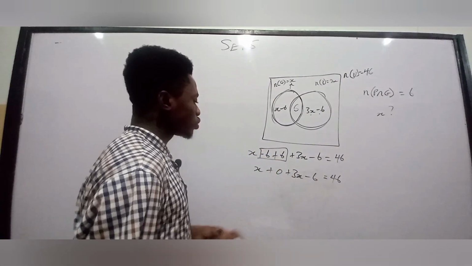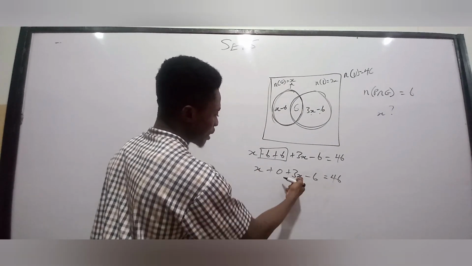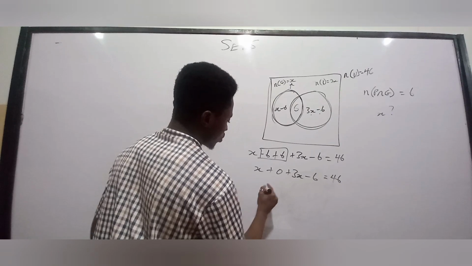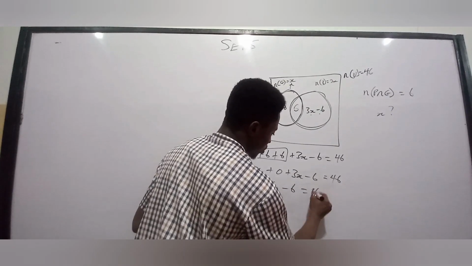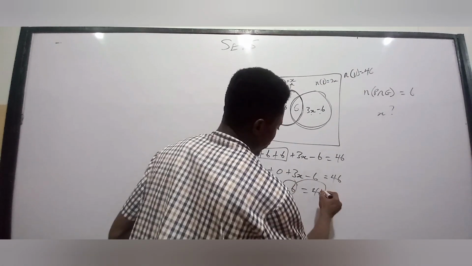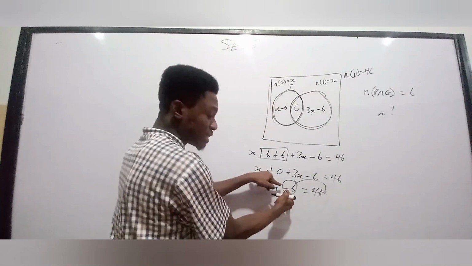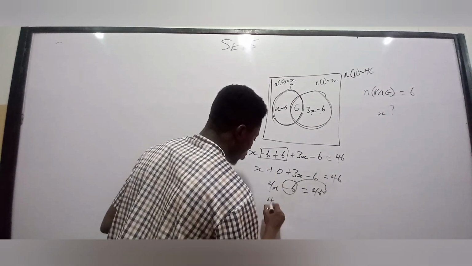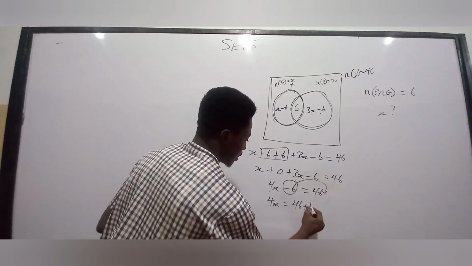So when we are here, you know that X plus 0 plus 3X will give you 4X minus 6 being equal to what? 46. So this minus 6 will go to the other side of the equation sign. And since it is negative, it becomes what? Positive. So here will be 46 plus 6.